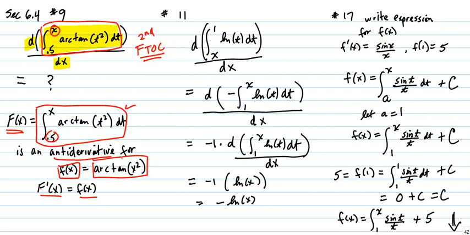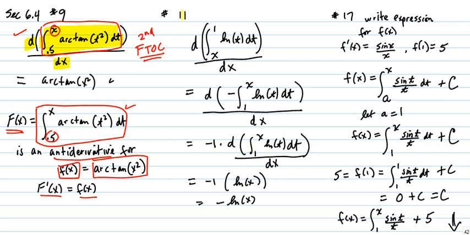So if we take the derivative of that integral, which is what this problem called for up here, we're just going to get that little f function, which is arctan x squared. So that's it. The derivative of the antiderivative construction equals the original function in the integrand.